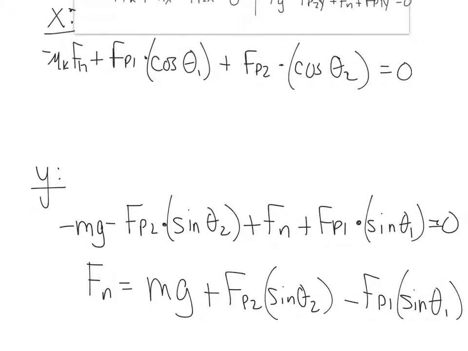Again, to get Fn by itself, you have 1, 2, 3 terms. Remember, Fp1 sine theta 1 is a term itself. You have 3 other terms, so add or subtract them respectively to the right-hand side.